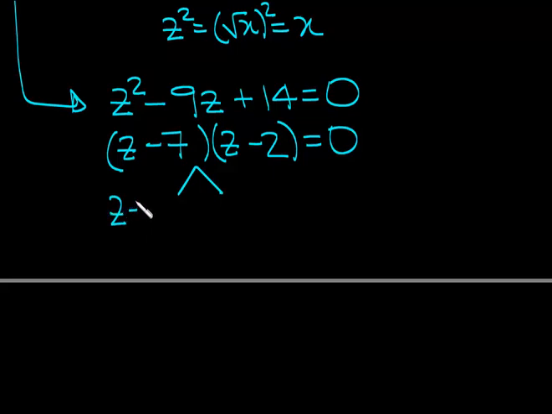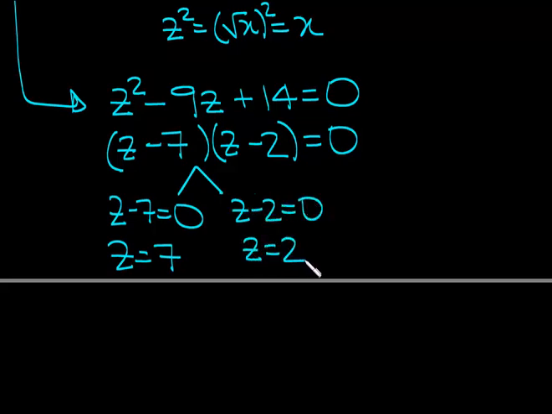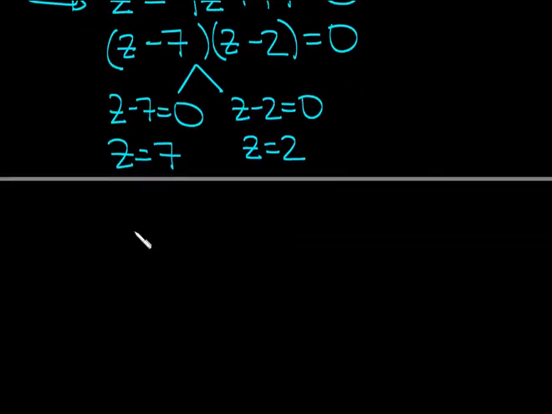So I get z minus 7 is 0, so z is equal to 7. And we get z minus 2 is 0, so z is equal to 2. Remember to change z back to x. So what was z? Square root of x is equal to 7, and square root of x is equal to 2.